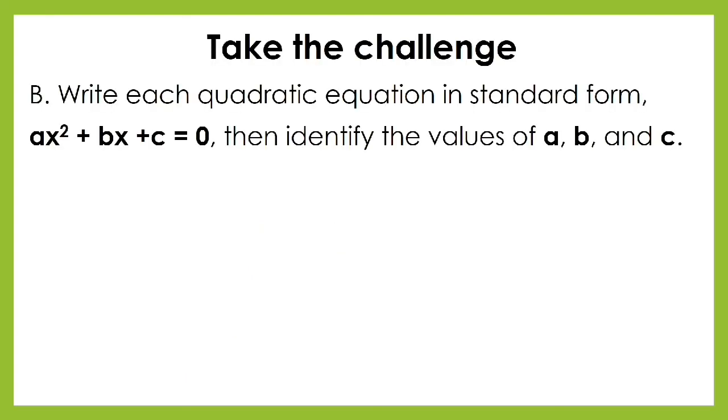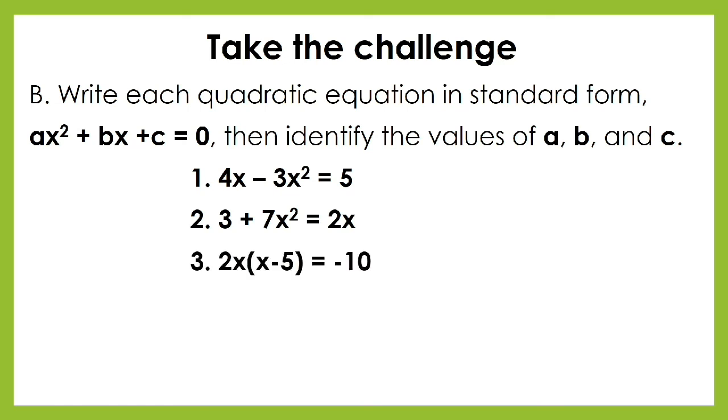Next challenge is to write each quadratic equation in standard form, ax squared plus bx plus c equals 0. Then identify the values of a, b, and c. Number 1, 4x minus 3x squared equals 5. Number 2, 3 plus 7x squared equals 2x.